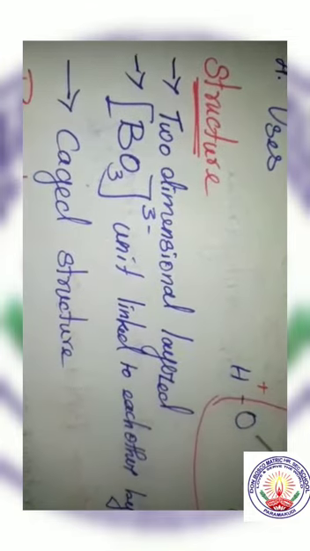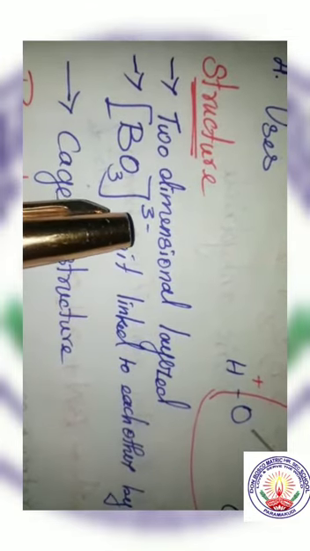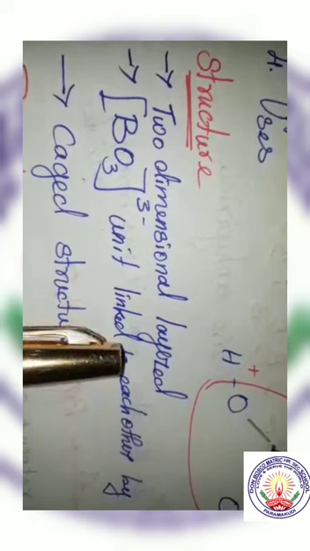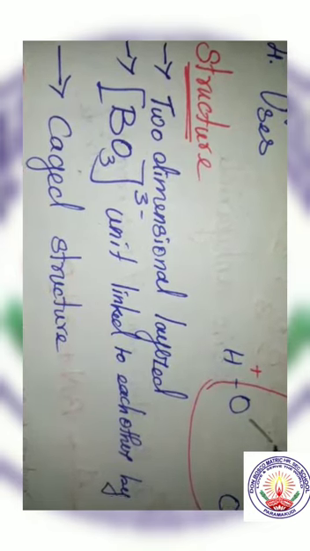The first point is two-dimensional layered. This structure seems to be as though two diamonds are arranged.